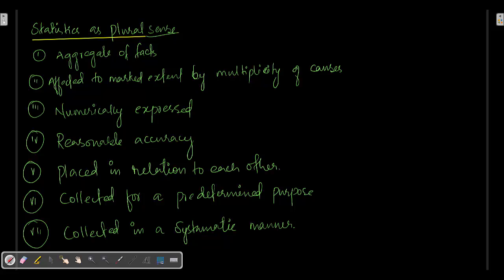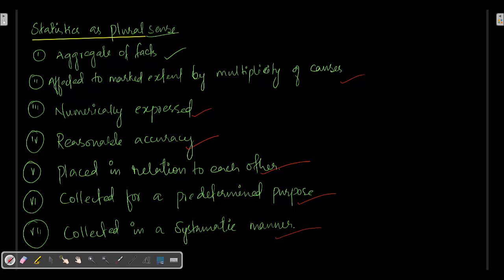The first one, by statistics we mean aggregates of facts affected to a marked extent by multiplicity of causes. It is numerically expressed, enumerated, or estimated according to reasonable accuracy, placed in relation to each other. It is collected for a predetermined purpose, and it is collected in a systematic manner. So these are the characteristics of statistics.